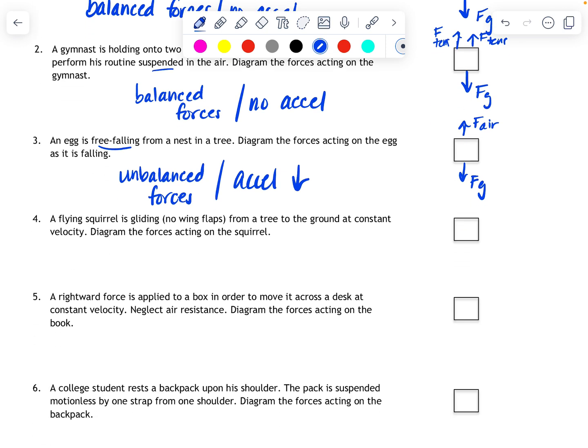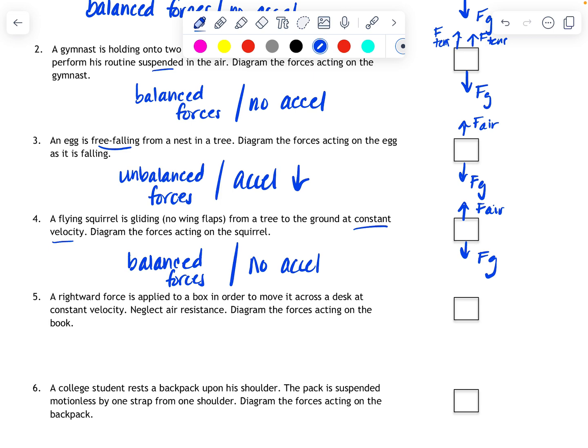Next one, a flying squirrel is gliding with no wing flaps from a tree to the ground, so going from a tree to the ground, at a constant velocity. Diagram the forces acting on the squirrel. Well, if it's a constant velocity, we have balanced forces, there's no acceleration. But we also have the force of air, because it's going through the air, and force of gravity working that way.